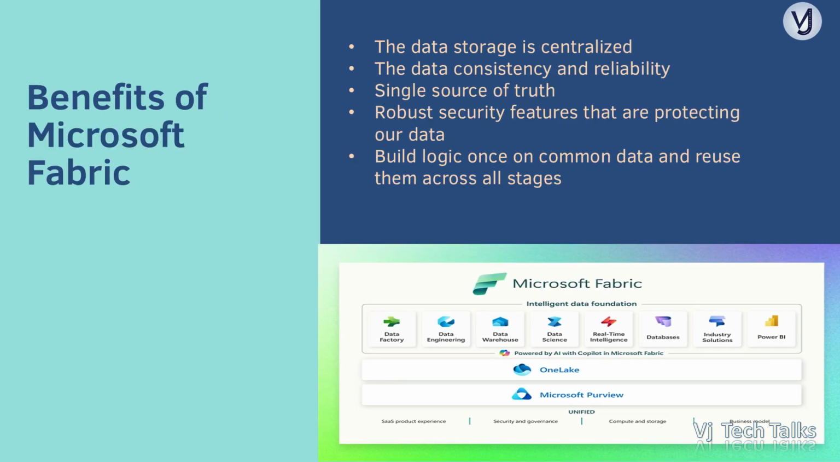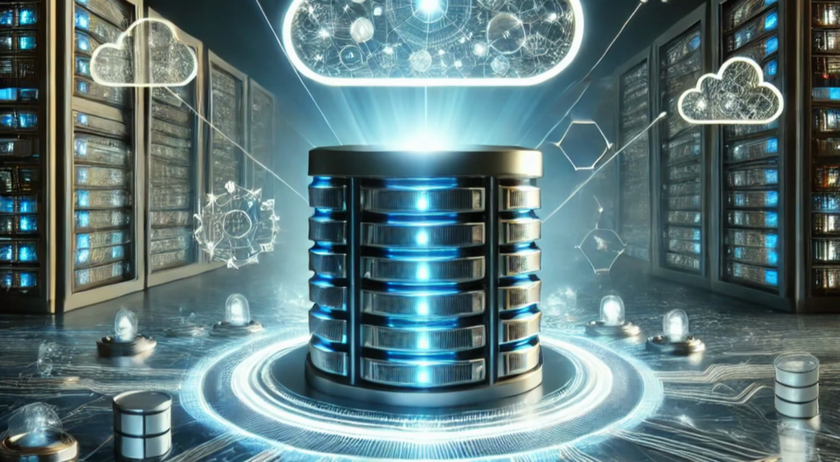Number one, the data storage is centralized, meaning Fabric has access to all data from various sources. It stores them in one centralized location. Second, it is easier to manage and access data across different parts of the organization. It ensures data consistency and reliability, acting as a single source of truth. This reduces the chances of errors and ensures that tasks are completed efficiently and accurately.